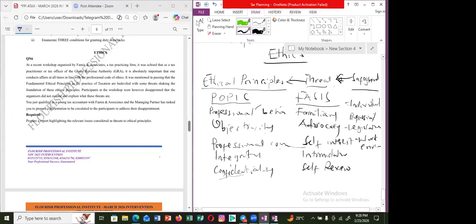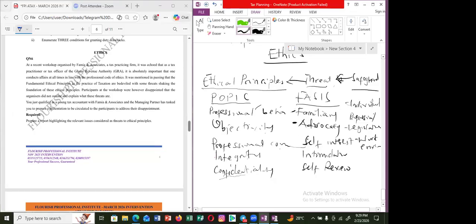Confidentiality. Don't disclose information you come across unless you have a legal or professional right to do so. That is confidentiality. Now, the threats to these ethical principles are: familiarity, where, as the name suggests, you are familiar with the person. Probably you are related to the client or you have some form of connection with the client. Advocacy, where you are put in such a position that you must defend the client. For instance, you have to be a witness for the client in a law court.